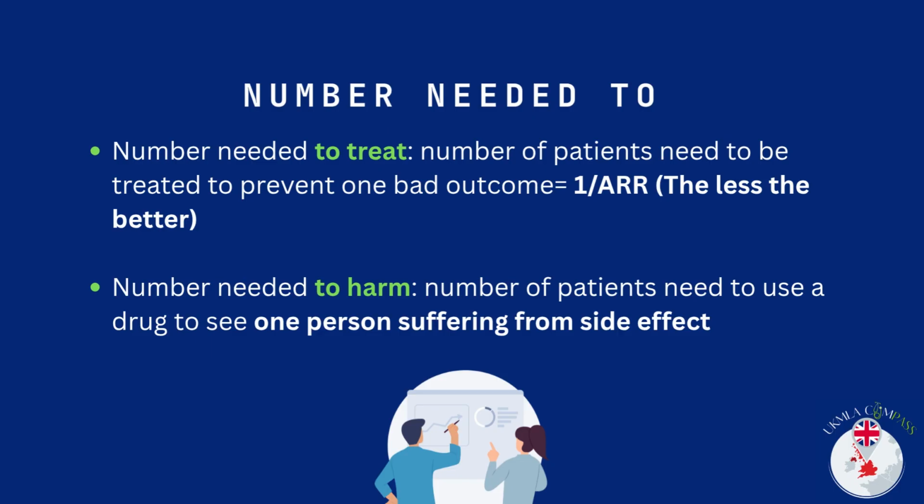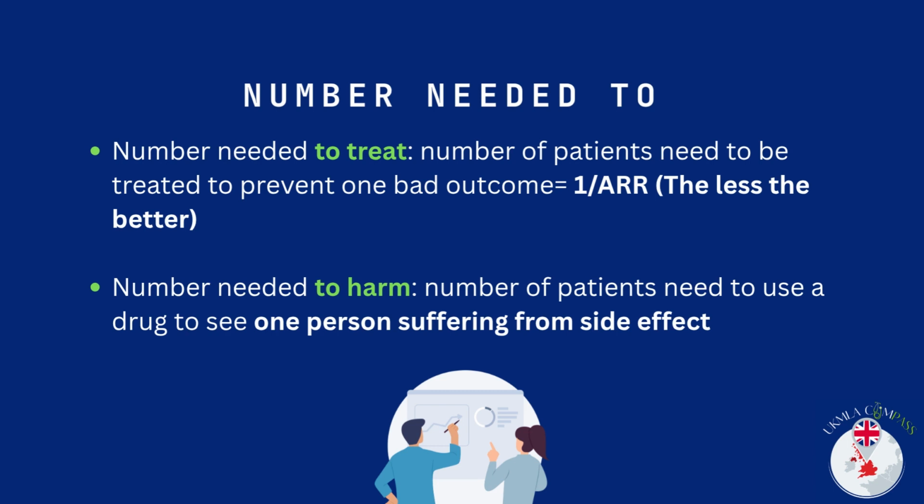Okay, how do we calculate the number needed to treat? We do 1 divided by the absolute risk reduction. The result will be equal to the number needed to treat, which is a marker of the effectivity of the drug. So the lower the number needed to treat, the more effective this drug is.